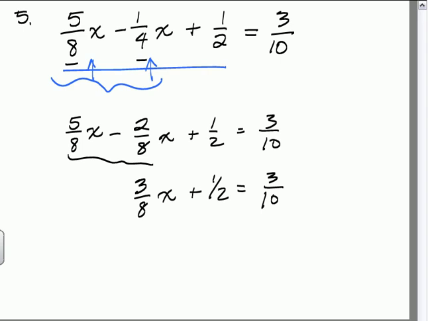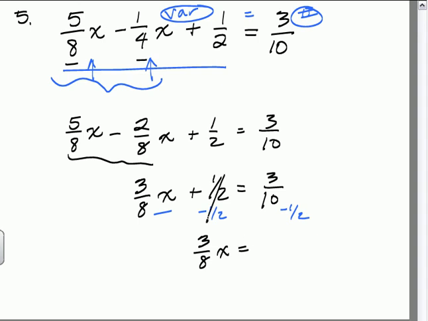So now, you know the story here. I notice we've only got one variable term. It's on the left, so I'm going to declare left for variables and the right for number terms. So who's out of place? That 1/2. What are we going to do? We're going to subtract 1/2 from both sides. The results, 3/8 x plus 0. This goes to 0. So we've got 3/8 x on this side.